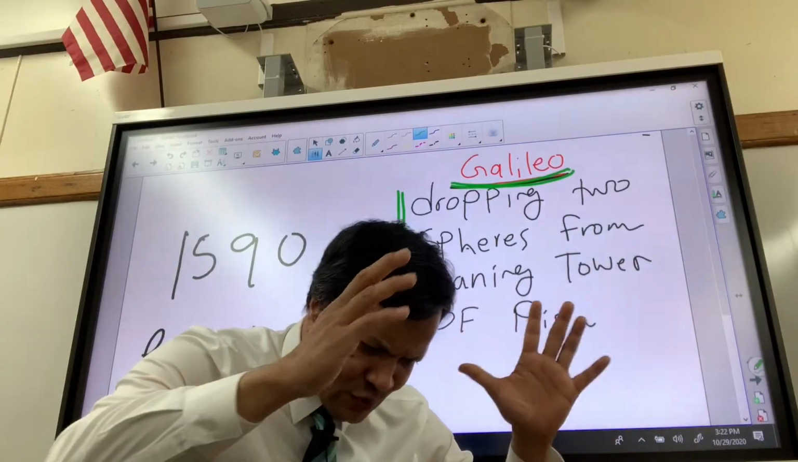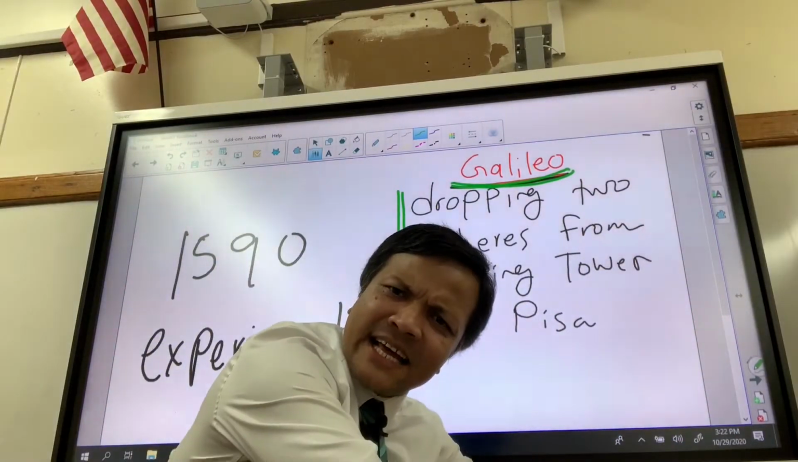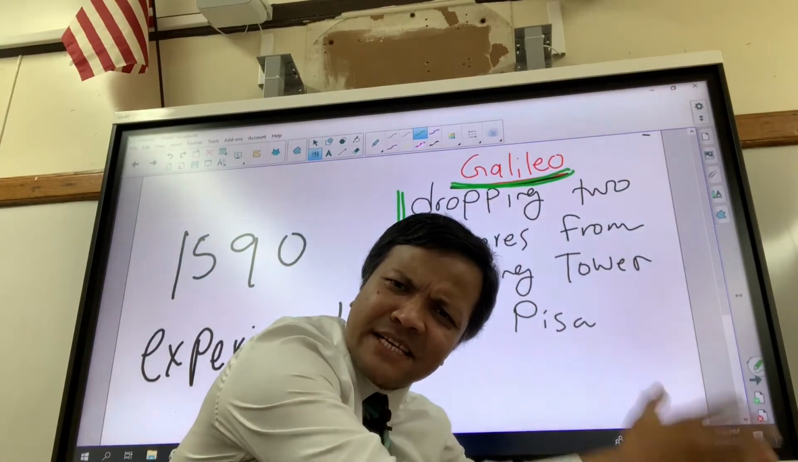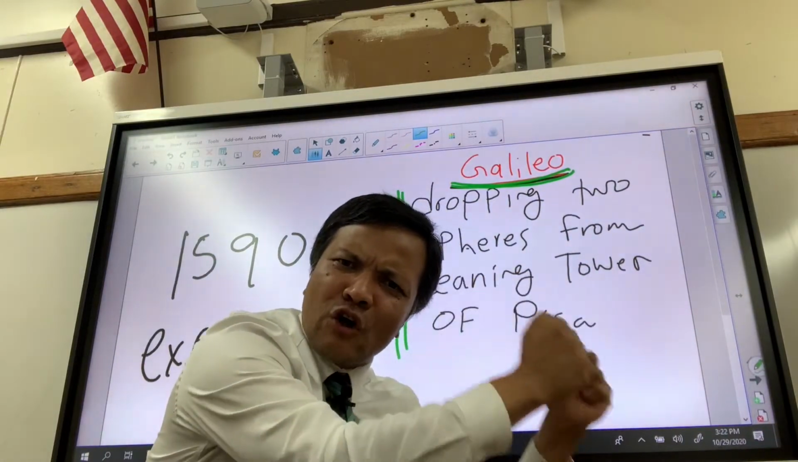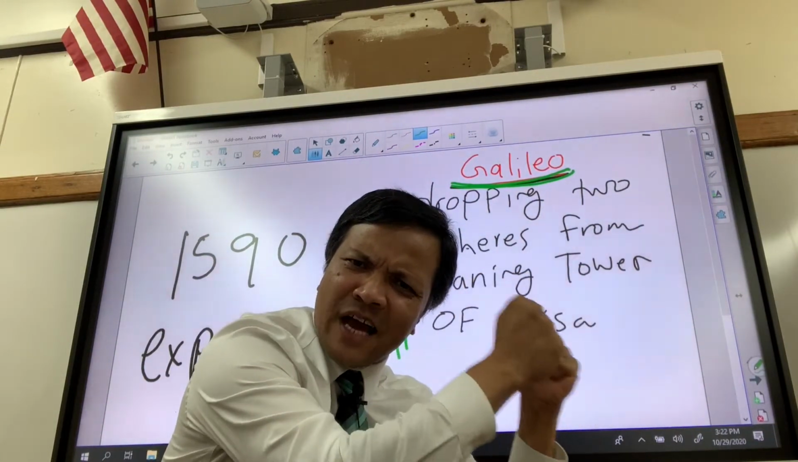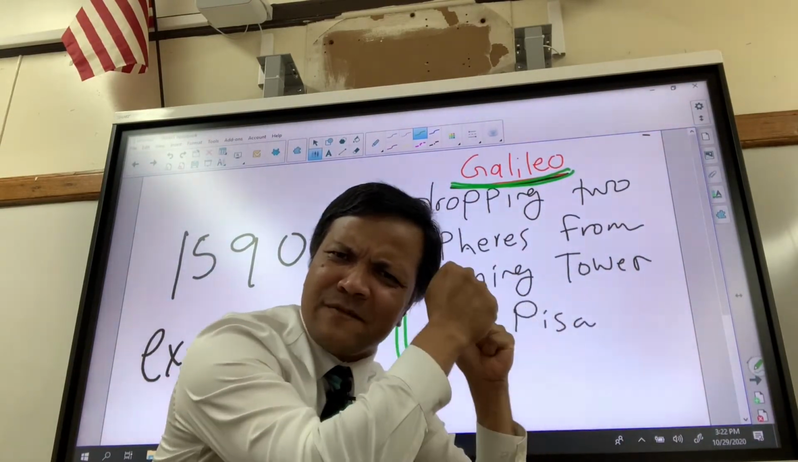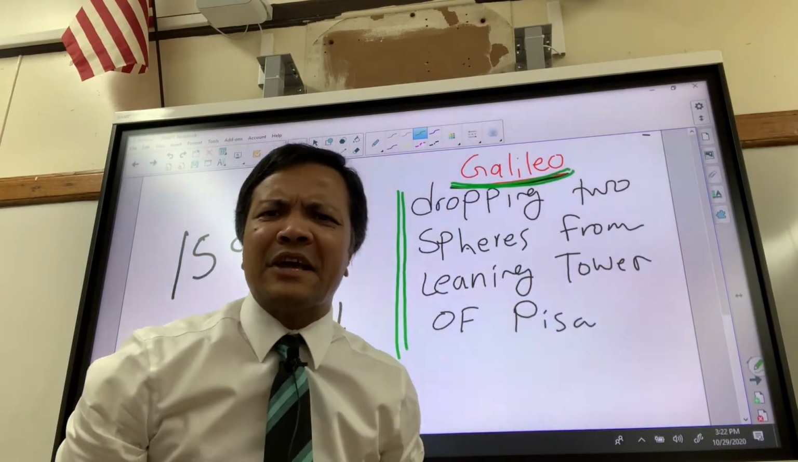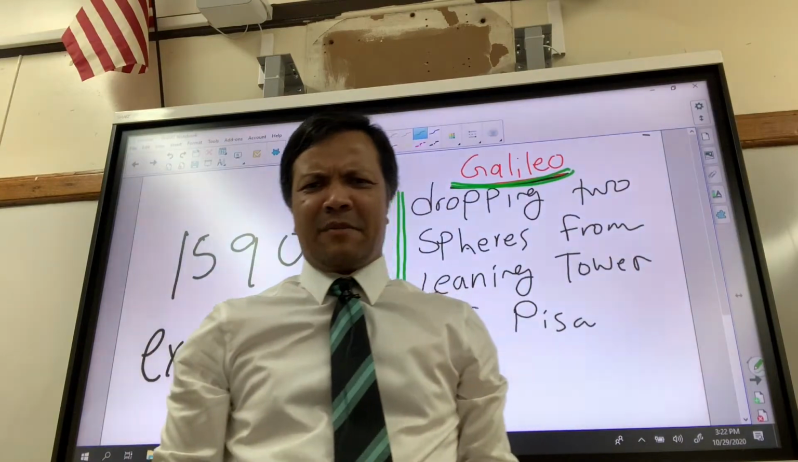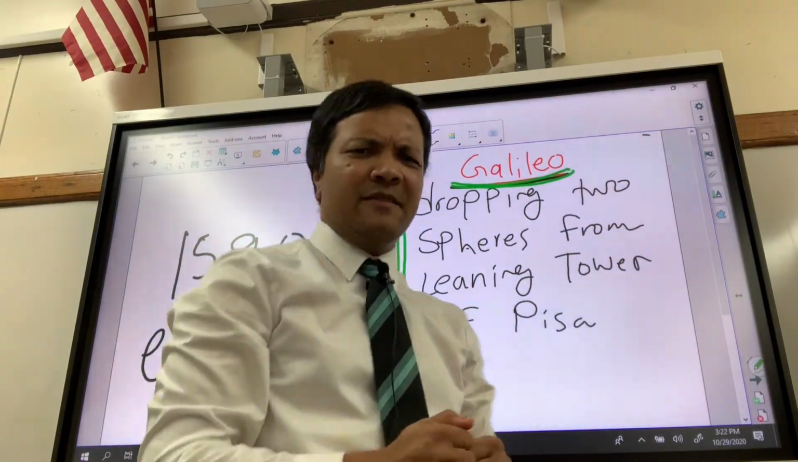Today we're going to use the data collected by Galileo in 1590 from dropping the two spheres to draw a displacement versus time graph, distance versus time graph, velocity versus time graph, speed versus time graph, acceleration versus time graph, and magnitude of acceleration versus time graph. So let's dive in.